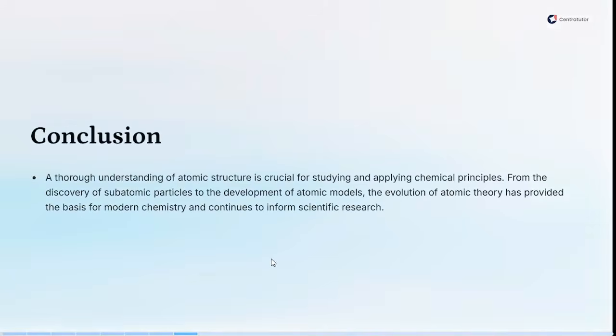Chemists can use this knowledge to predict chemical properties and also develop new substances with desired characteristics. In conclusion, a deep understanding of atomic structure is crucial for studying and applying chemical principles, from the discovery of subatomic particles to the development of atomic models. The evolution of atomic theory has led to what we now see as modern chemistry. Due to the understanding of atomic structure, scientists have been able to move from basic knowledge to modern chemistry, and research continues in this field to see how much we could draw out from the understanding of atoms and their atomic structure.